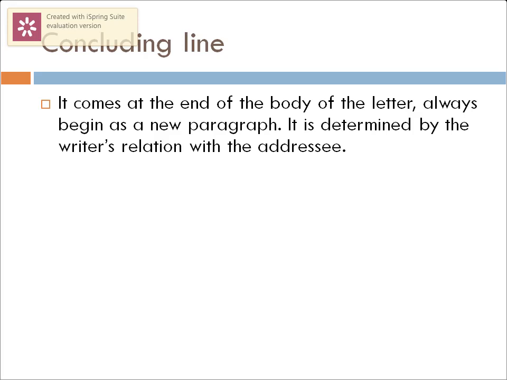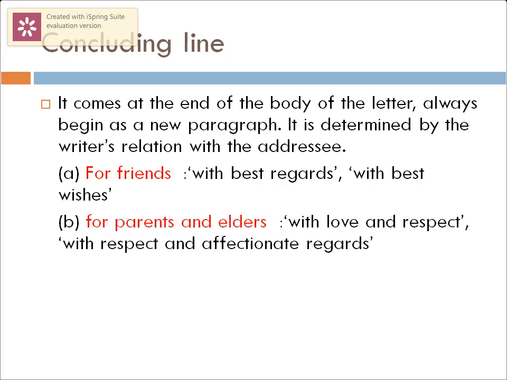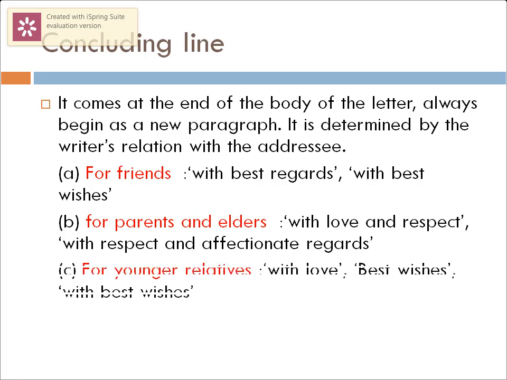Now the concluding line, which generally comes at the end of the body of the letter, can begin as a new paragraph, or you can write it as a separate sentence. For friends, we can just write with best regards or best wishes. For parents and elders, with love and respect, or with respect and affectionate regards. Or for younger relatives, you can just mention with love, with best wishes.